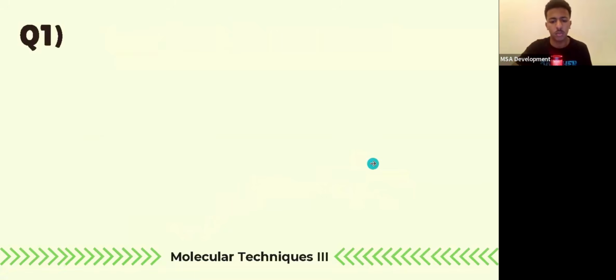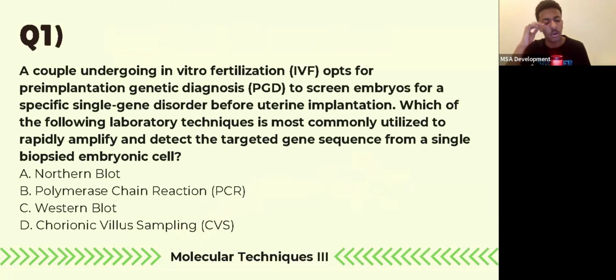Now, question one. A couple undergoing IVF opts for pre-implantation genetic diagnosis to screen embryos for a specific single gene disorder before uterine implantation. Which of the following laboratory techniques is most commonly utilized to rapidly amplify and detect the targeted gene sequence from a single biopsied embryonic cell? You have to know it already, without reading the question. The answer is B, PCR. You just have to memorize this, okay?